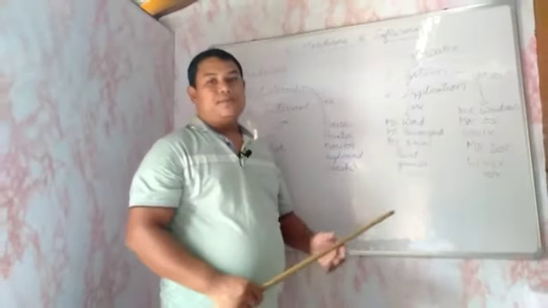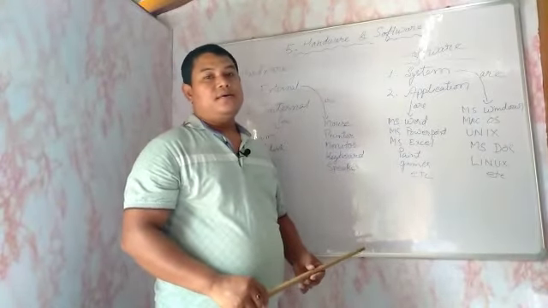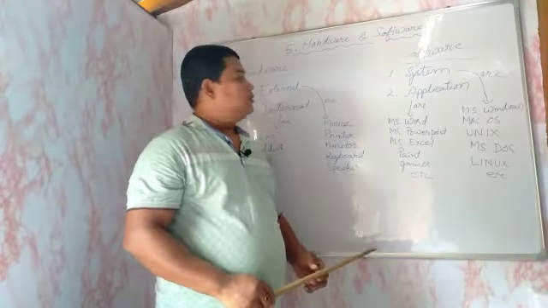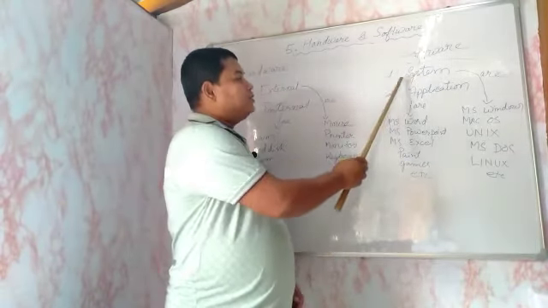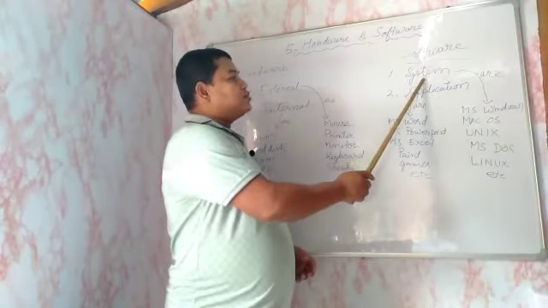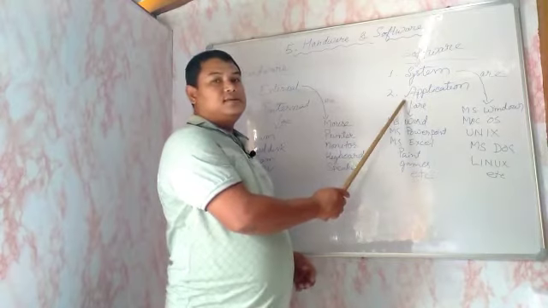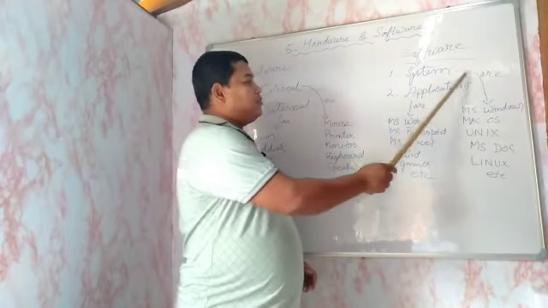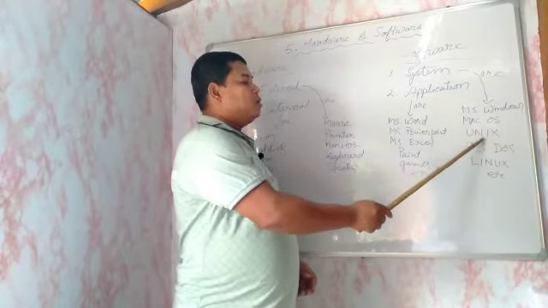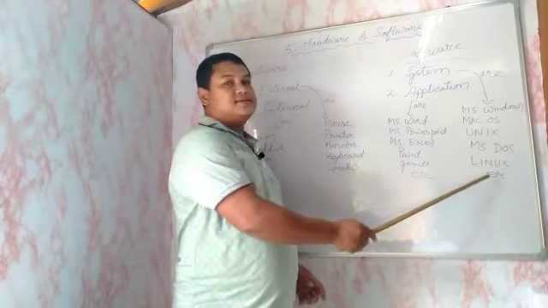What is software? Software is something which we cannot touch, and it has two parts. Software has two parts: system software and application software. System software examples are MS Windows, Unix, MS DOS, Linux, etc.